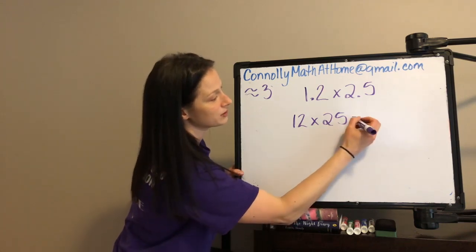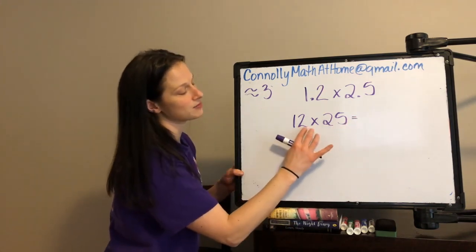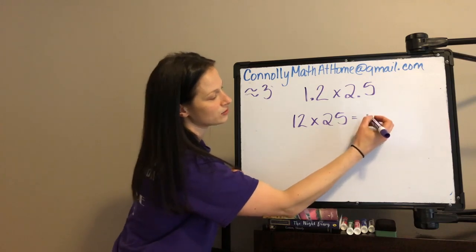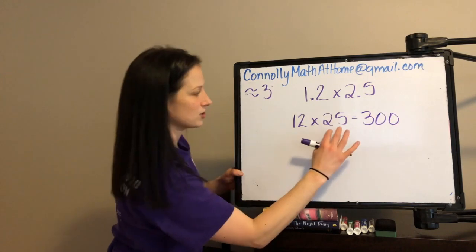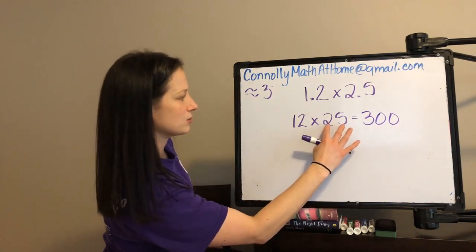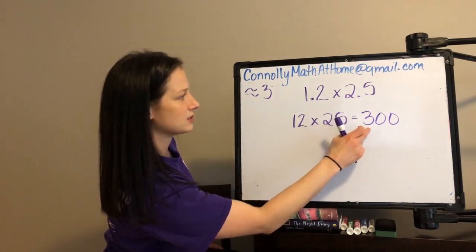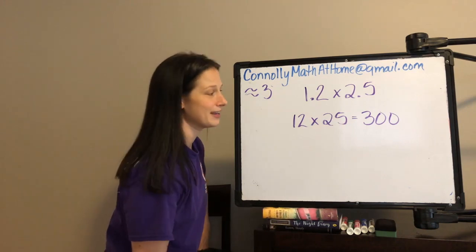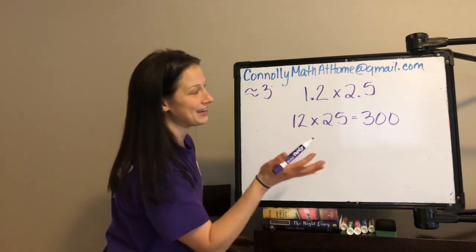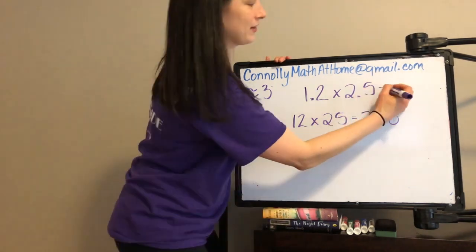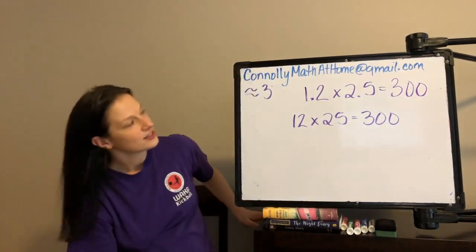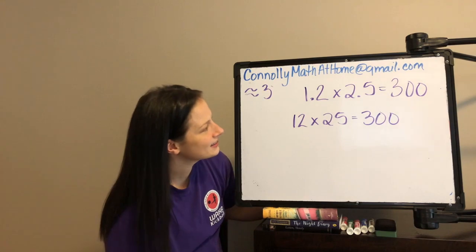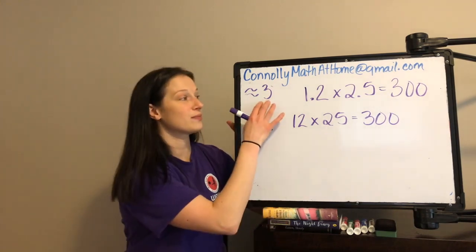25 times 10 is 250. 25 times 2 is 50. So what did I say, 250 plus 50? 300. Let me just make sure I'm doing that right because I talk too fast. 250 plus 50 is 300. I love estimating.